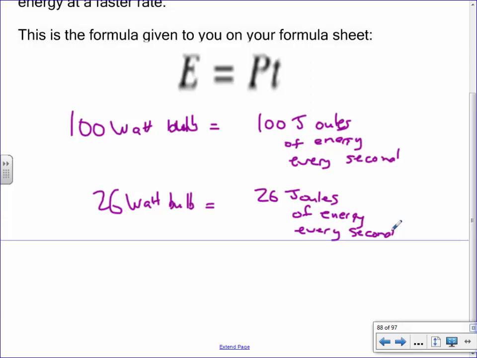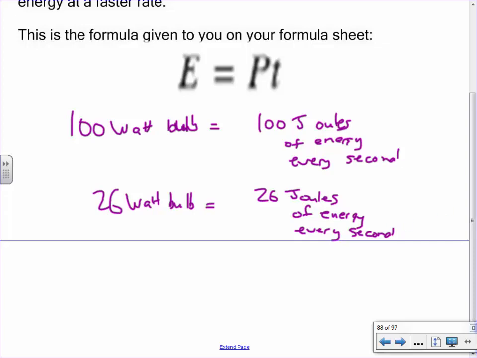And when you have to pay for the electricity you use, if I'm using a device that uses 100 joules every second or a device that uses 26 joules every second, I can tell you one of them is going to be cheaper for me to use when I have to pay for my electricity. Does that make sense? That's what wattage is. It's how much energy you use every second.